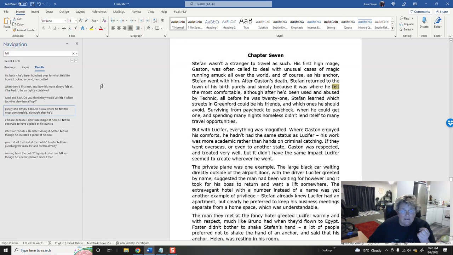Okay, so we'll click the next thing down. Right. Okay, this is a case where I think the word felt again is probably just going to stay there. After Gaston's death, Stefan returned to the town of his birth, Pulian, simply because it was where he felt the most comfortable. People can feel comfortable. That's not a show or tell.